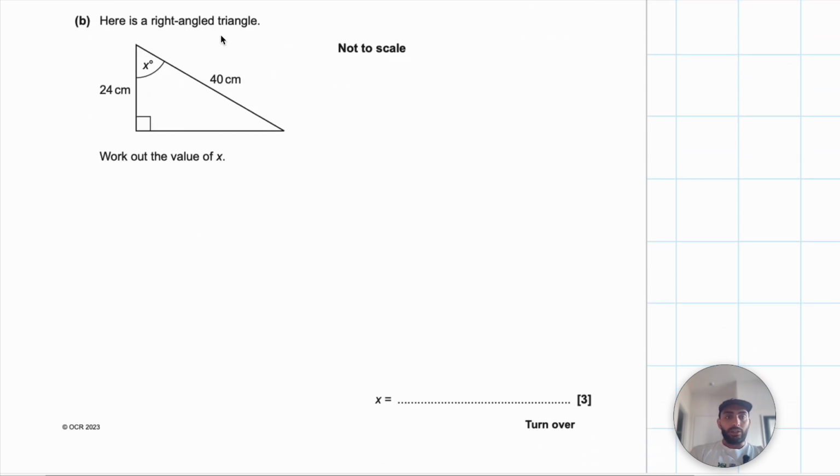Part B. Here's a right angle triangle. Work out the value of x. Let's first label these sides. So the side opposite the right angle is the hypotenuse. The side opposite the angle is opposite, and the side that's remaining is adjacent. We're going to be using SOHCAHTOA. Which of these are we going to be using?